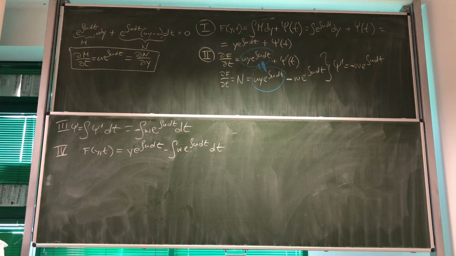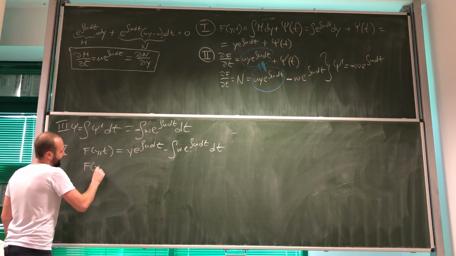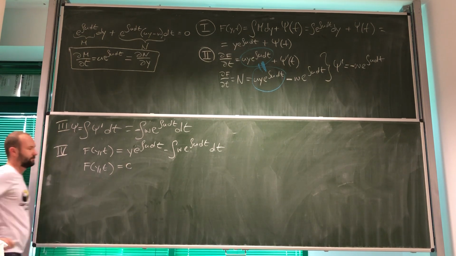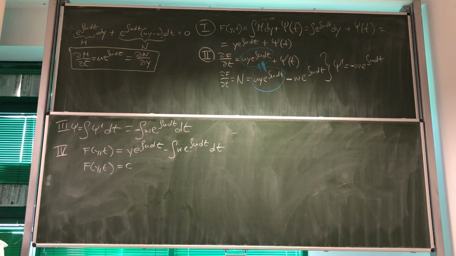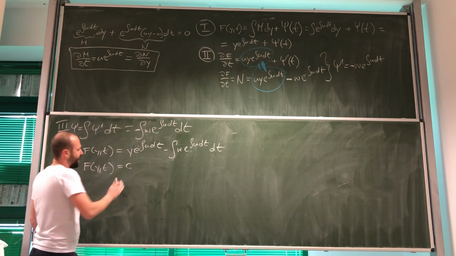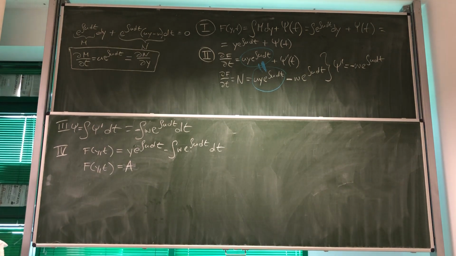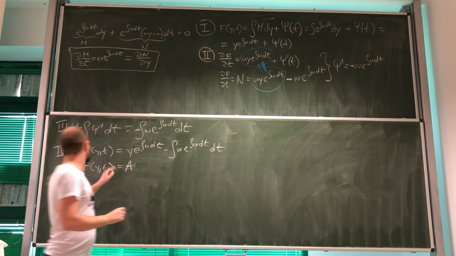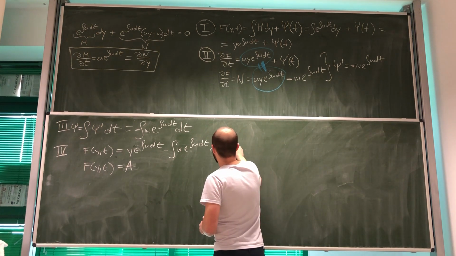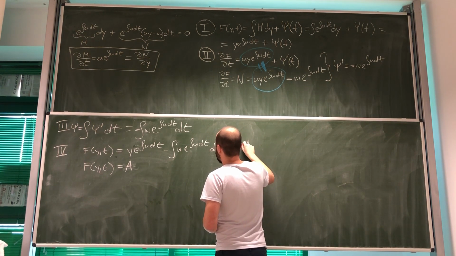Okay, so it looks like we're getting somewhere with this, but there is one more thing we need to notice. Look, before we said that f of y, t was equal to some c, right? But c is an arbitrary constant, so why not say that this is going to be A. And if this is A, right, it means that this is equal to A.